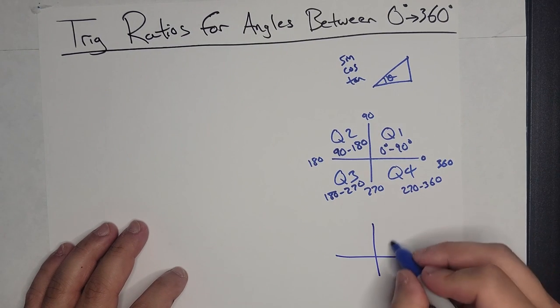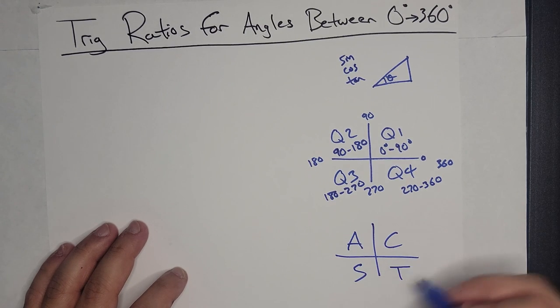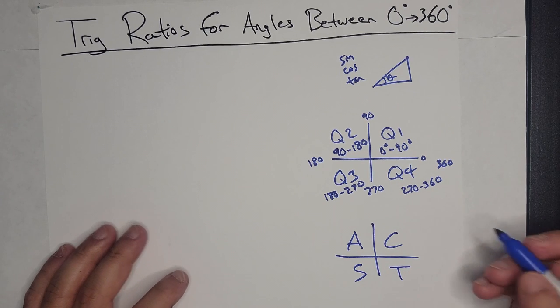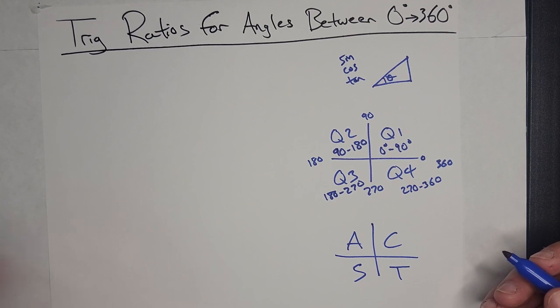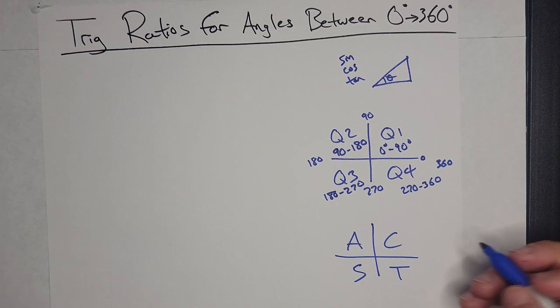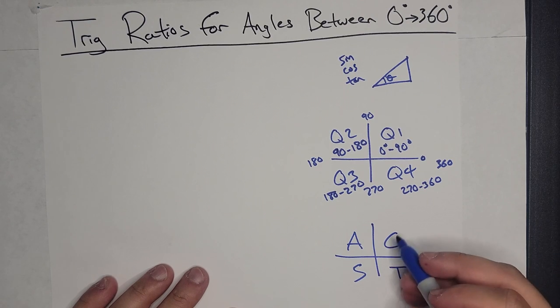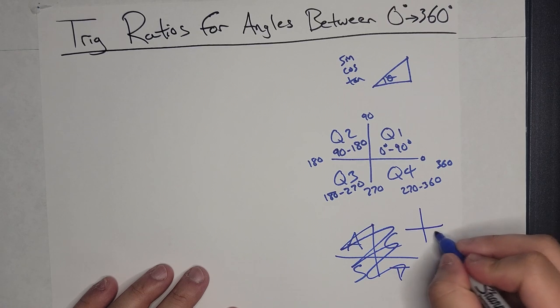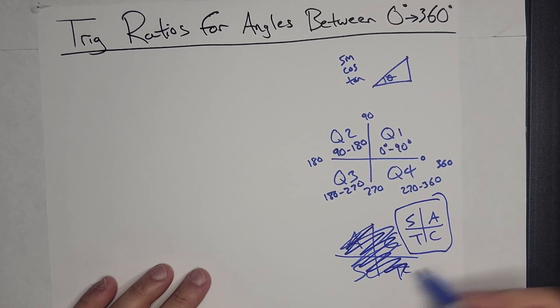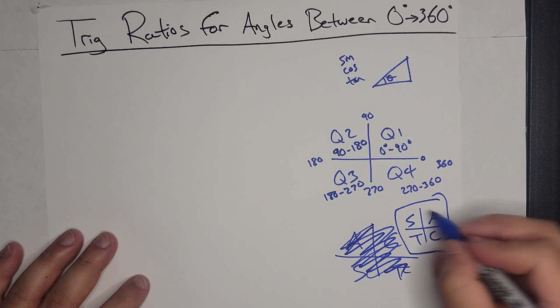And one thing to remember is this: CAST, C-A-S-T. Remember quadrant 1, 2, 3, 4. Wait, I messed this up. It should be C-A-S-T. That is correct. Ignore this. So, remember this CAST.